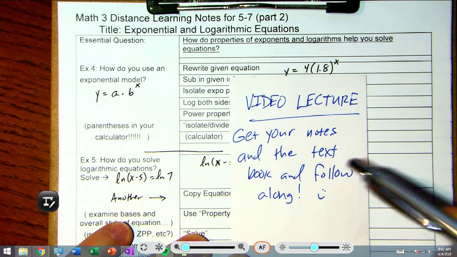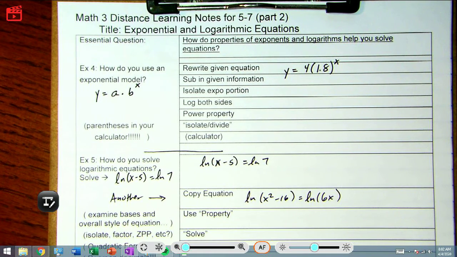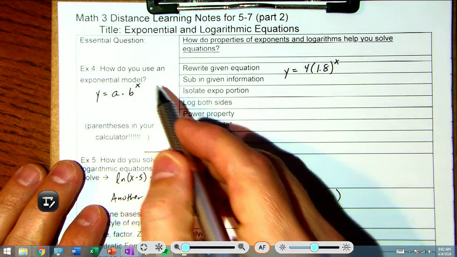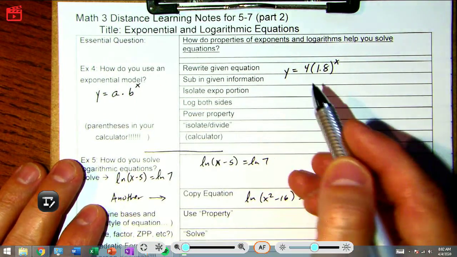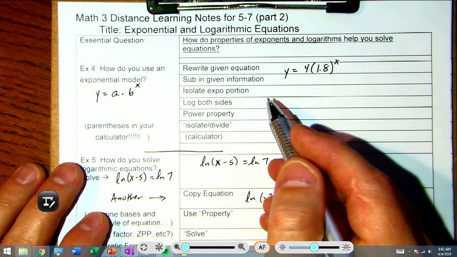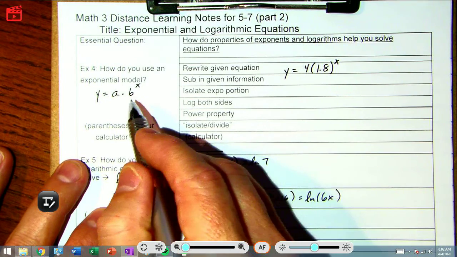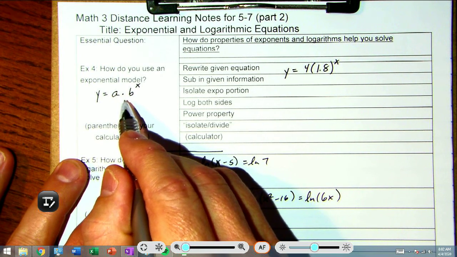8, 9, 10. Okay, here is the second part of 5-7 in the video lecture. We're going to do this quick example. Example 4 is how do you use an exponential model to solve a real-world problem. You need to go into your textbook on the correct page and look at the fire burning down some forest acres, something like that. But the exponential model, this is the very first model they introduced in lesson 5-1.